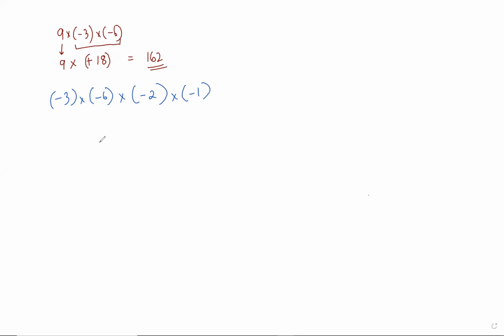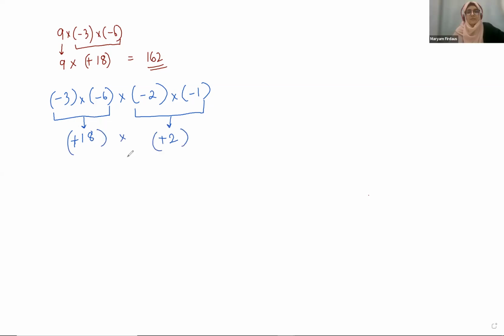First, we will multiply minus 3 and minus 6. That is going to be positive 18. Then we will multiply minus 2 and minus 1. That is going to be positive 2. And then we will multiply positive 18 and positive 2, and the answer will be positive 36.